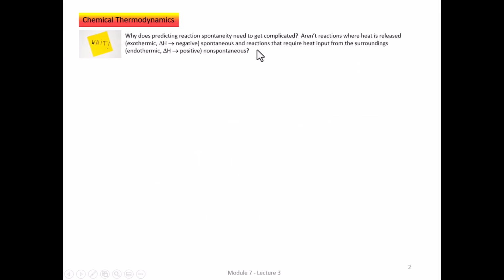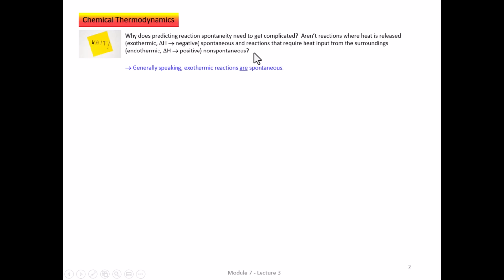Now you might ask, why does predicting reaction spontaneity need to get complicated? Aren't reactions where heat is released, exothermic reactions with delta H negative, spontaneous, like the hydrogen and oxygen going to water reaction? That's highly exothermic, and it looks spontaneous to all of us. So wouldn't there be just that simple connection? And reactions that require heat input from the surroundings, endothermic reactions, ones with a positive delta H, wouldn't they be non-spontaneous? Because in a sense, you're going up an energy hill there, at least with regards to heat transfer.